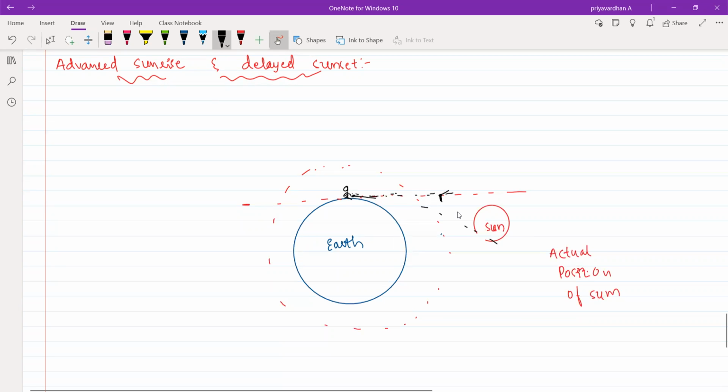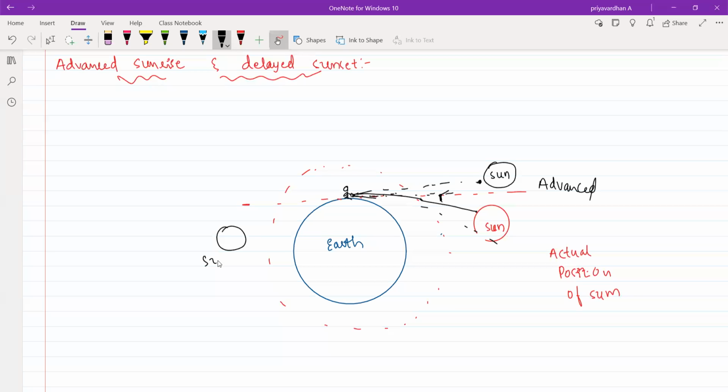Instead of taking the exact position, the moment it reaches our atmosphere, you will feel a different position. You will see that the rays are coming from somewhere else. You'll see that the sun is already raised. This is known as advanced sunrise. So even though the sunset is done already, you'll feel that the rays are coming to you from a different location. You'll see that the sun is not set yet. These are due to atmospheric refraction.